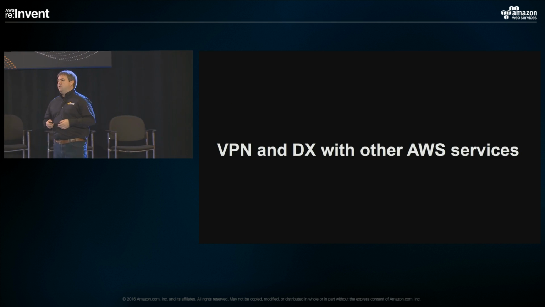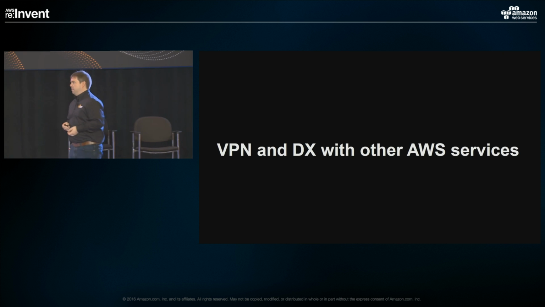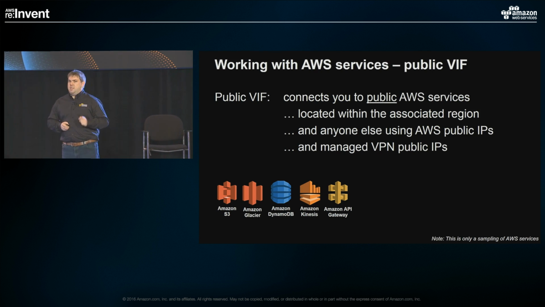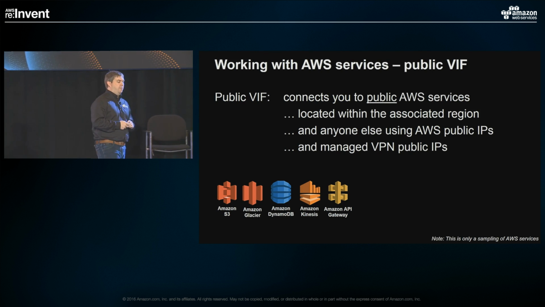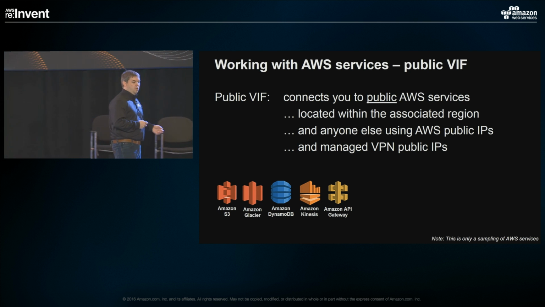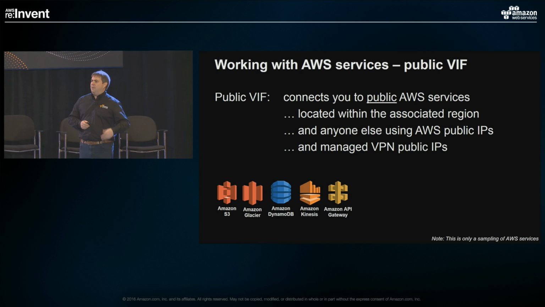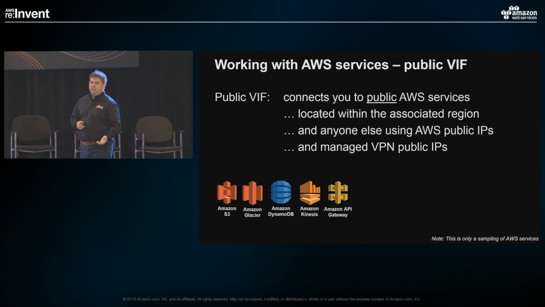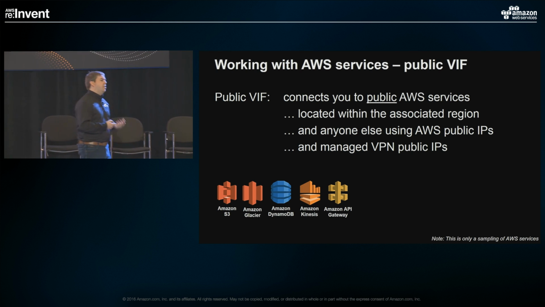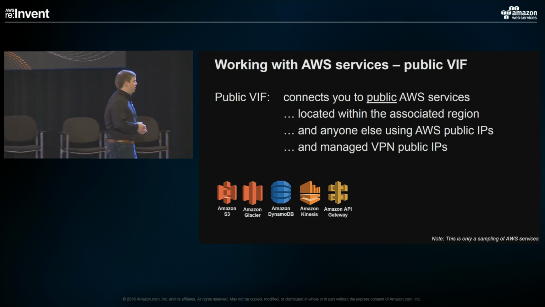So how do we use VPN and Direct Connect with some other AWS services? Let's touch on public virtual interfaces first. It connects you to those public services we talked about, anything within that local associated region, and things like Amazon S3, Amazon Glacier, DynamoDB. These are the kinds of services that you're going to connect to over a public virtual interface.